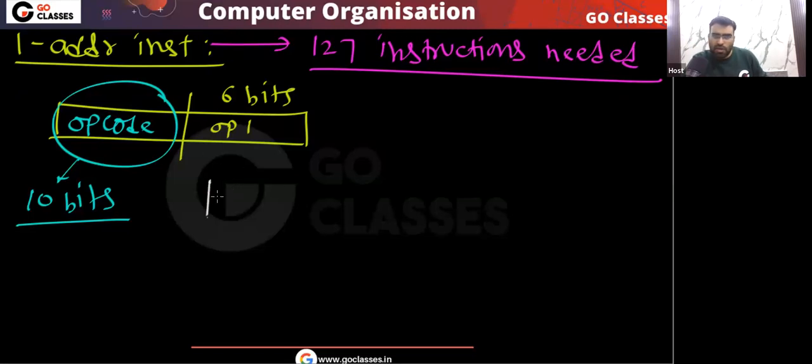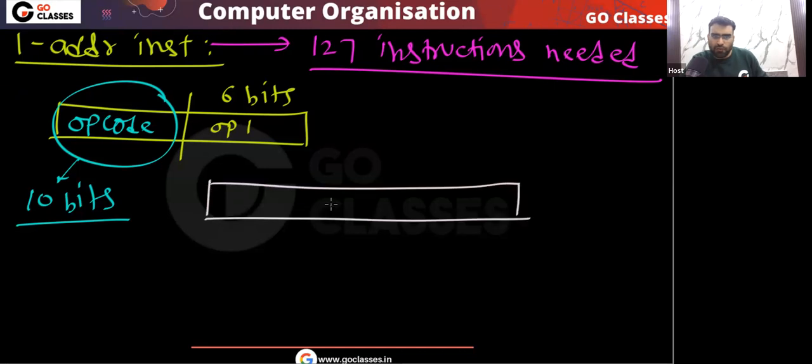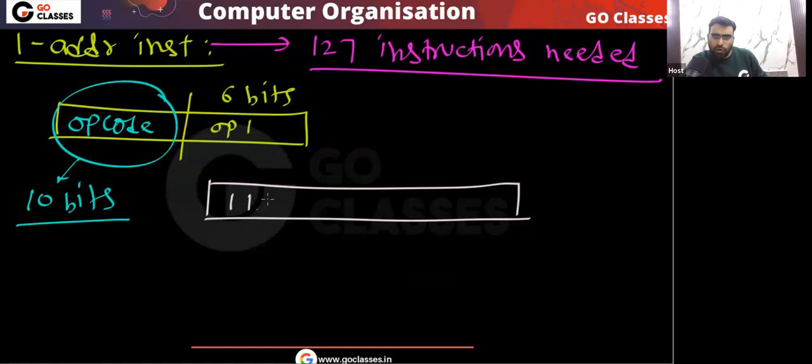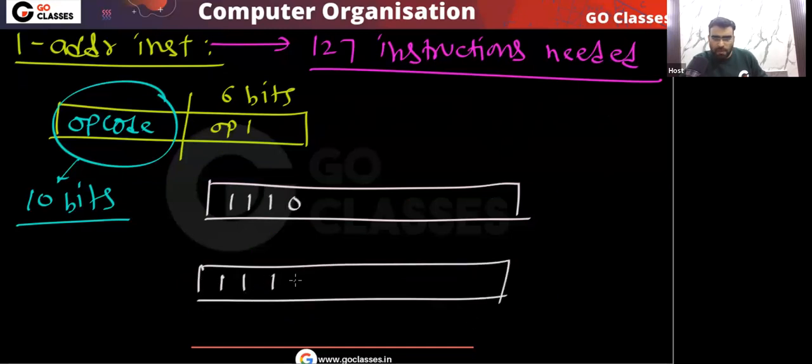Very easy. You already know that for the first 4 bits, you have either this pattern or this pattern. These 2 patterns. Yes or no? Either you can use this pattern for the first 4 bits, or you can use this pattern for the first 4 bits.